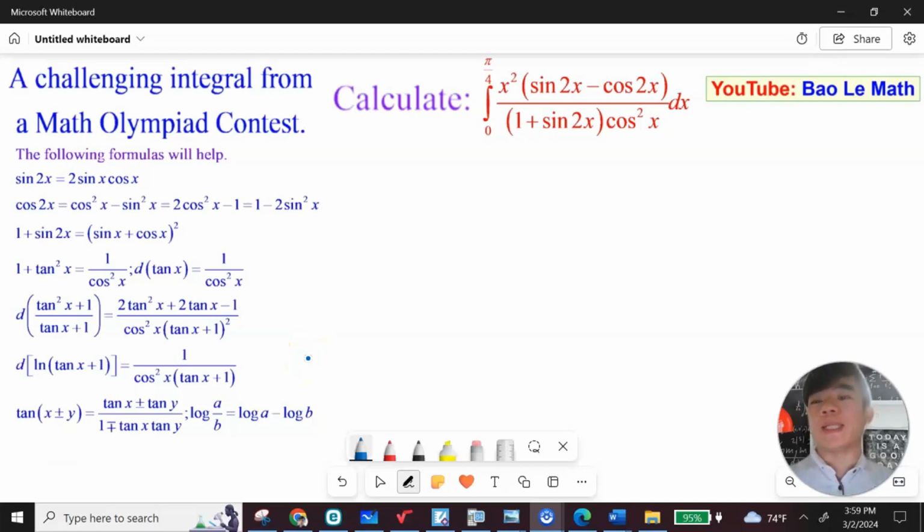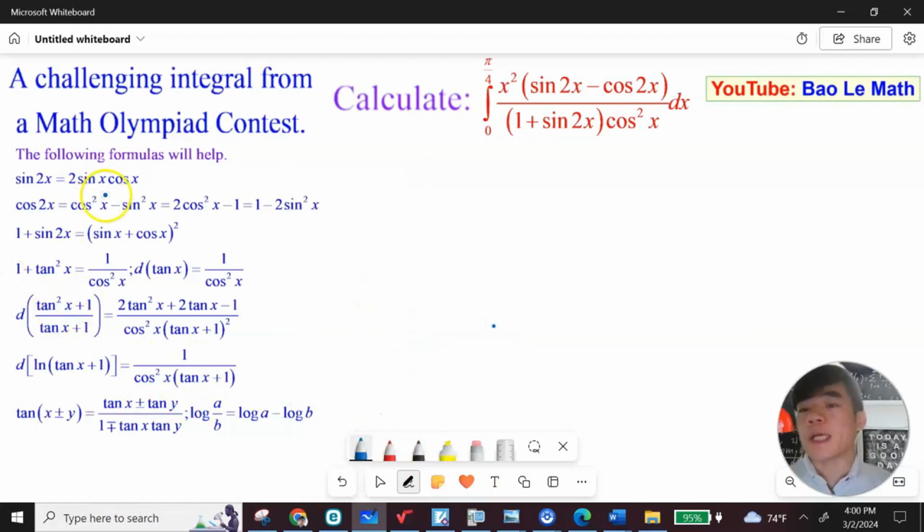Hello everyone, let's explore the new challenging intro problem from a Math Olympiad Contest. The question is: calculate the integral from 0 to pi over 4 of x squared times (sine 2x minus cosine 2x) over (1 plus sine 2x) times cosine square of x dx. Okay, so before that, let's review some concepts.